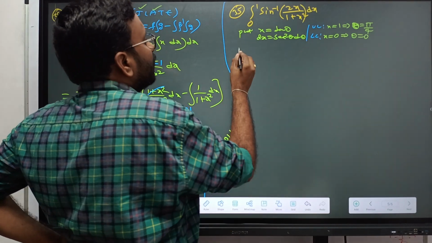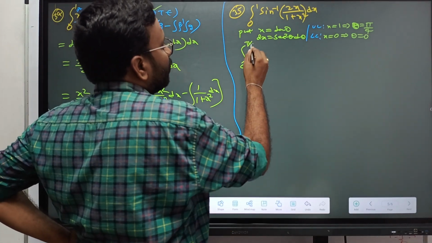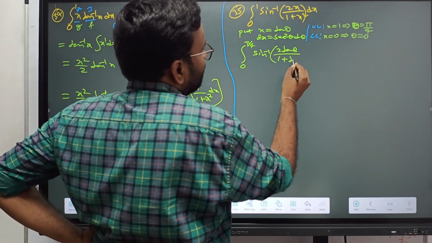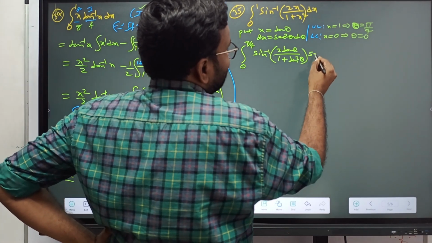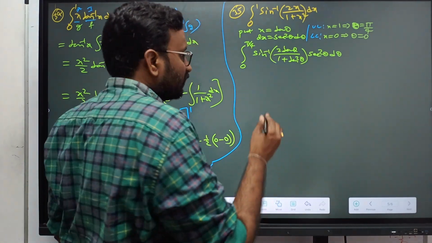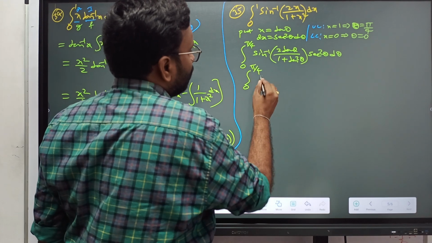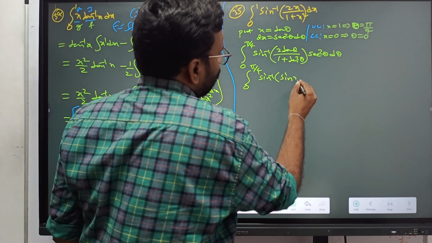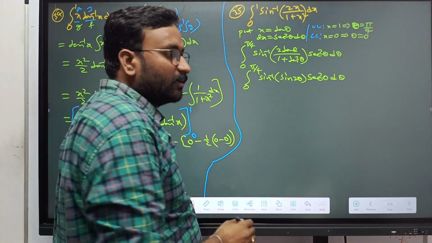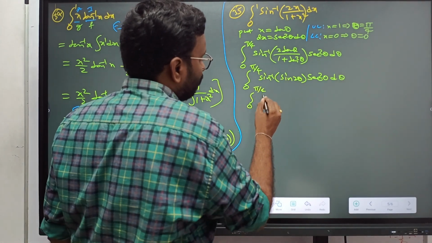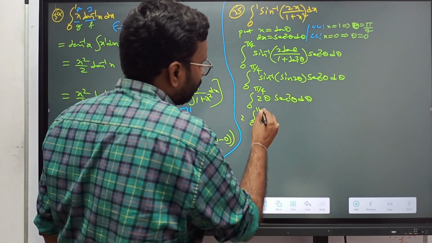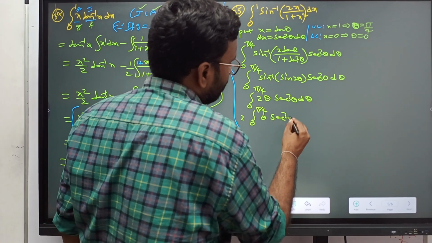Now substitute: integral from 0 to pi by 4 of sin inverse of 2 tan theta by 1 plus tan square theta, into dx, which is secant square theta d theta. This is a formula: 2 tan theta by 1 plus tan square theta is sin 2 theta. So integral 0 to pi by 4 sin inverse of sin 2 theta into secant square theta d theta. Sin inverse of sin 2 theta will be 2 theta, so the integral 0 to pi by 4 of 2 theta secant square theta d theta. 2 is outside: 2 times integral 0 to pi by 4 theta secant square theta d theta.